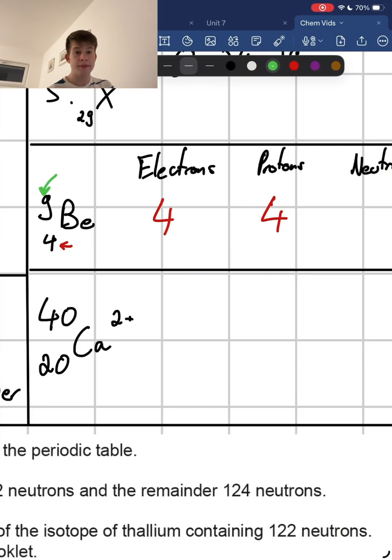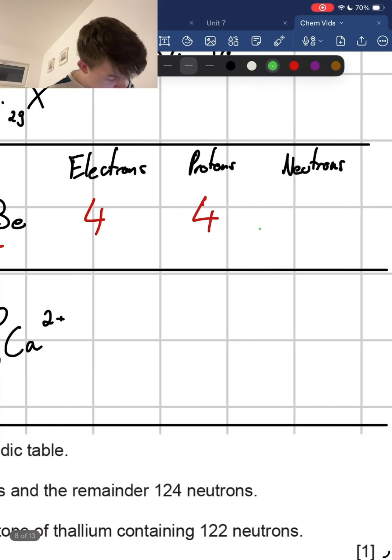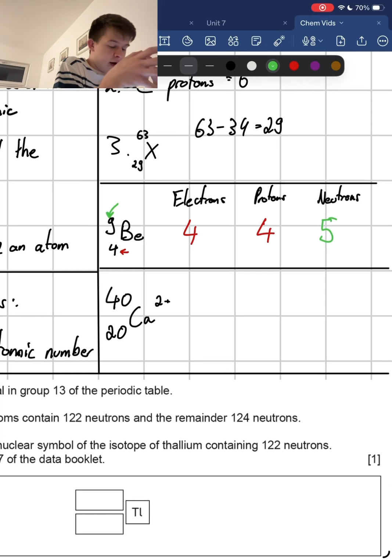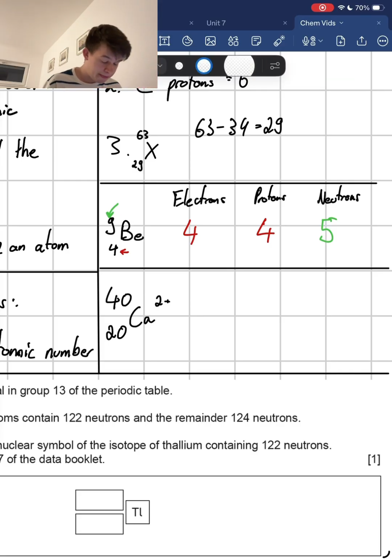And we subtract it by the number of protons. So it's going to be 9 minus 4, which will give us 5. So the answer is going to be 5. So this element has 4 electrons, 4 protons, and then 5 neutrons. Okay, now let's go to something challenging.